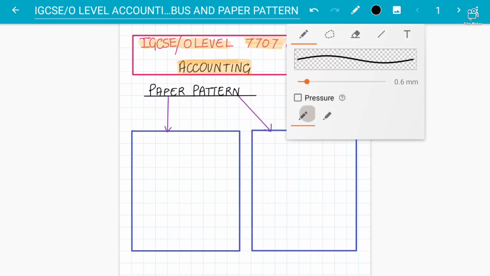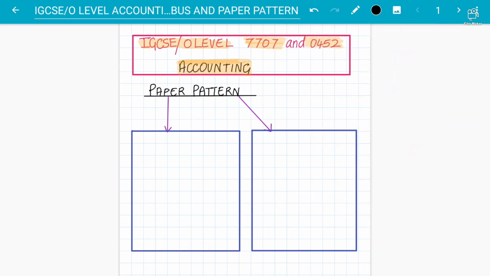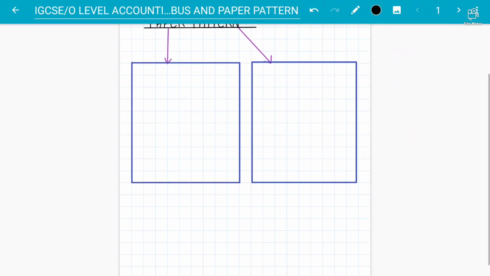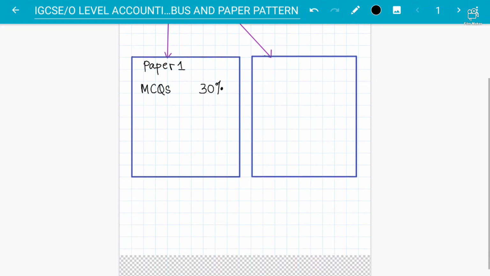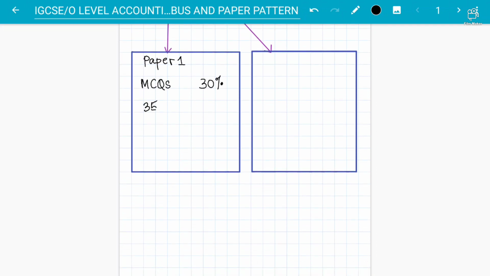First important thing is very simple. The paper pattern is, as you can see, we will have basically two papers. Paper 1 is basically MCQ, multiple choice questions. Students need to understand the weightage for this is 30%. The number of marks is 35 marks, so you will be tested on 35 MCQs for 35 marks.